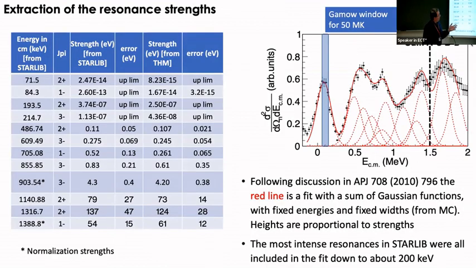So going to the results, the main achievement of this measurement was the possibility to observe this resonance at around 80 keV. This is sitting right at the gamma window, the energy range of astrophysical interest.